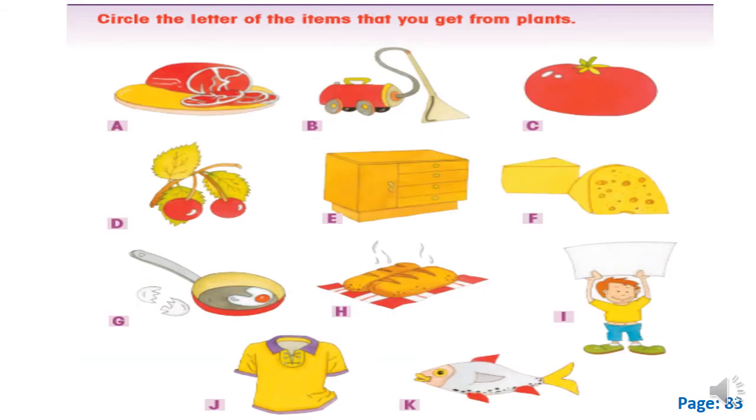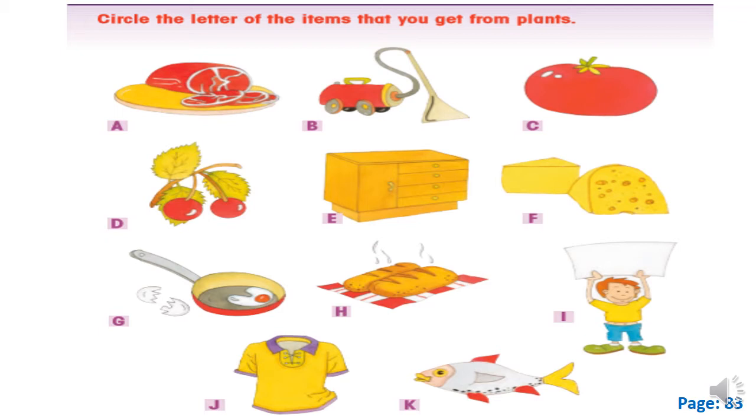Excellent. Now, let us move to the next exercise. You have to circle the letter of the items that you get from plants. I have to circle only the letter of the figure that comes from plants. The first one, meat, comes from cow, sheep, goat, hen. So I take the meat from the animals, not from the plant. So I must not circle letter A.